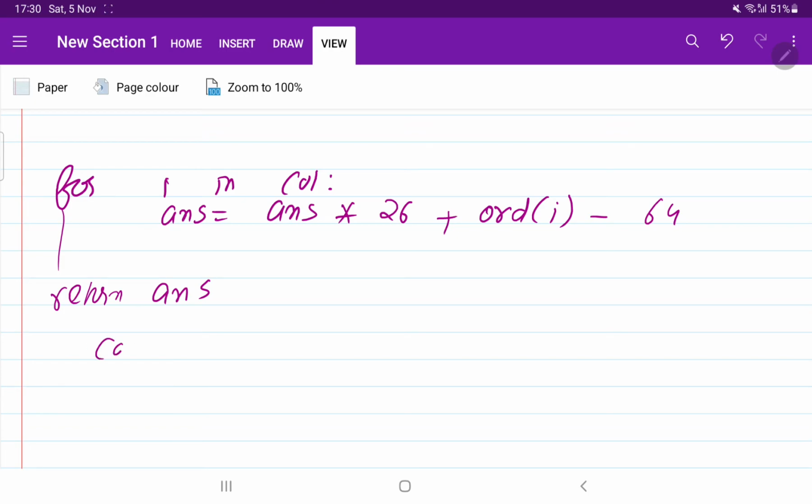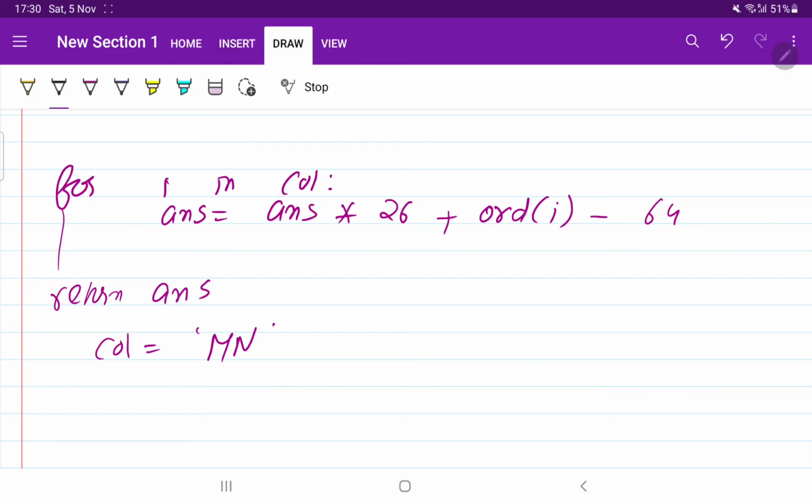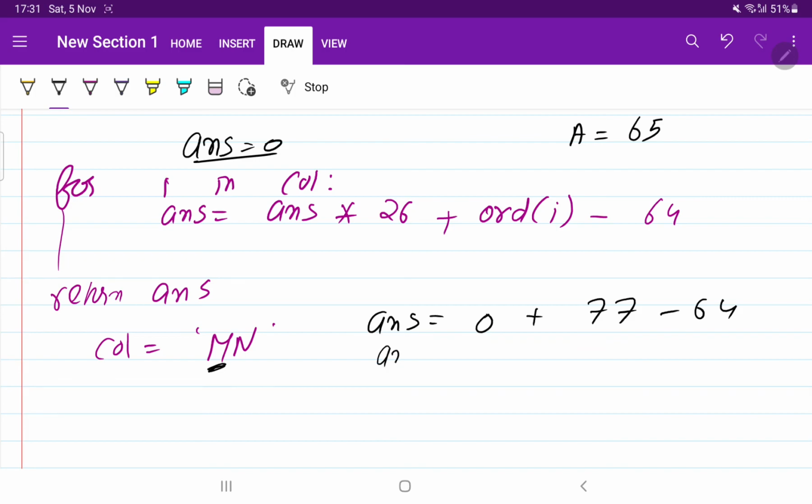Suppose the input given to us is MN. Perfect. So first of all, the answer is initially 0. So the answer will be 0 plus ORD of I. This is the first element, so first of all we are going to find ORD of M. ORD of M, I think the letters start from 65. So A value is 65 and then we will have the numbers. So it is 77, so 77 minus 64. You are going to get some answer.